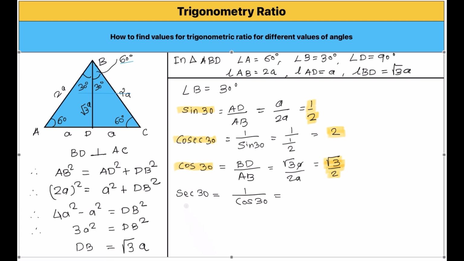Sec 30 is 1 upon cos 30. So 1 upon square root 3 upon 2. Simplifying it, 2 goes to numerator, we get 2 upon square root 3. So sec 30 value is 2 upon square root 3.